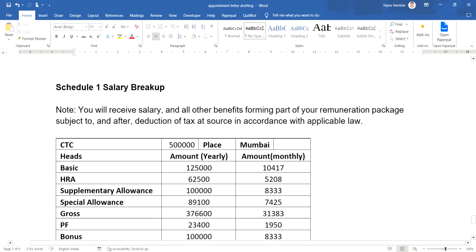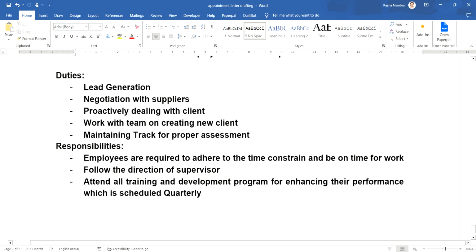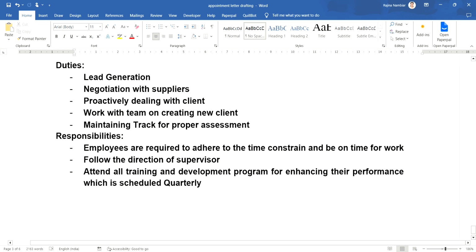And then, as I've mentioned, the salary breakup is provided. Then the employee's duty: lead generation. Being in sales, they have to generate leads, negotiate with the supplier, proactively deal with the client, work with the team on creating new clients, and maintain proper records of it. The responsibility is that you have to adhere to the time, follow the direction of your superior, and attend all the T&D programs, right?